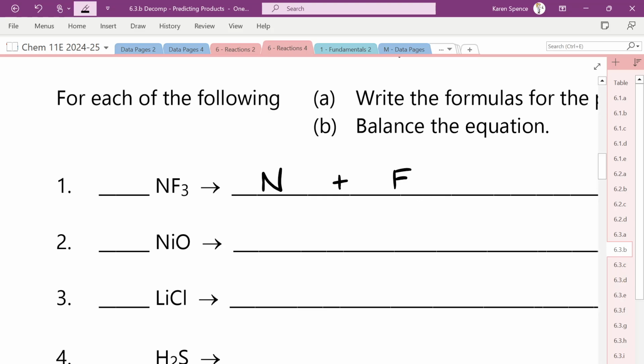What's terrible about this? Nitrogen is diatomic and fluorine is diatomic. Okay, so we're going to have that. And then at this point, we now balance it by putting a 2 here and a 3 here. And I think that takes care of it. Yes. 5, 6.